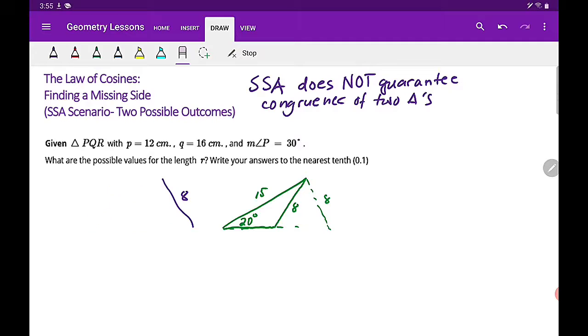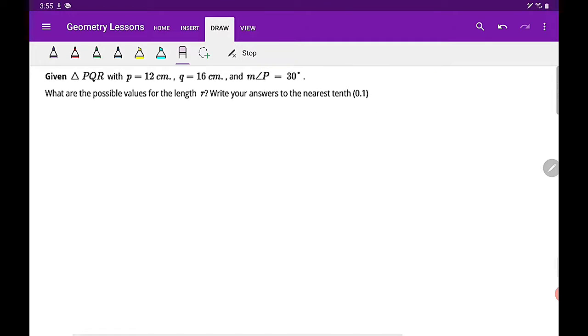So still an SSA scenario. Let me clean this up and make some space. Given triangle PQR with p equal to 12, q equal to 16, and the measure of angle P equal to 30 degrees, what are the possible values for the length of side r? Write your answer to the nearest tenth, 0.1.